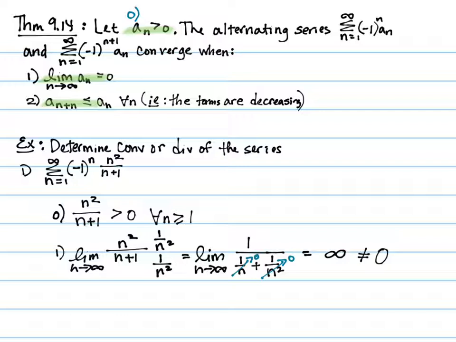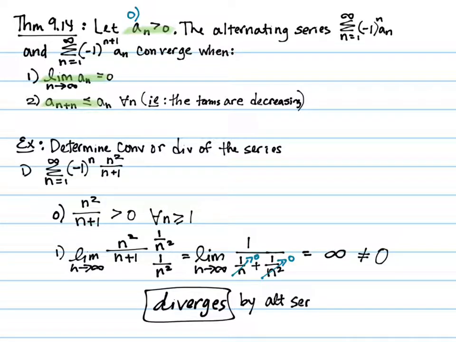It diverges. So as soon as you get one of these conditions to fail, you're done. This one diverges by the alternating series test. We're done. Okay? So if you get this to go to infinity or some other number, could have been 2 or something like that, we'd still have it diverging. So we would be finished. Okay, so let's try another one.